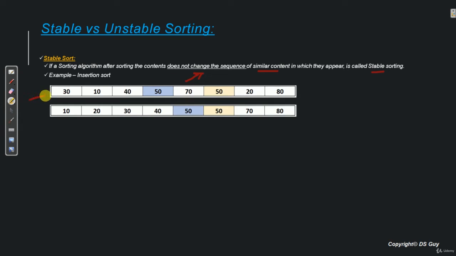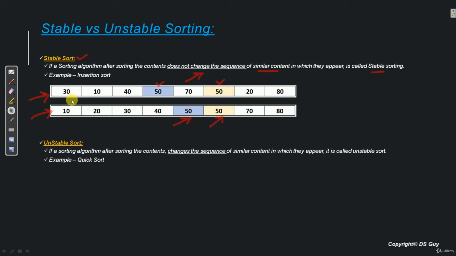So let's say this is the array that we need to sort, and here we see we have 50 coming up 2 times. What stable sort means is that in this kind of scenario, when we have 2 identical numbers, then in the sorted array also these 2 numbers should appear in the same sequence. So here this 50 in purple color appeared first, then this 50 in yellow color appeared. So here also we see the same thing. 50 in purple appeared first and then 50 in yellow color.